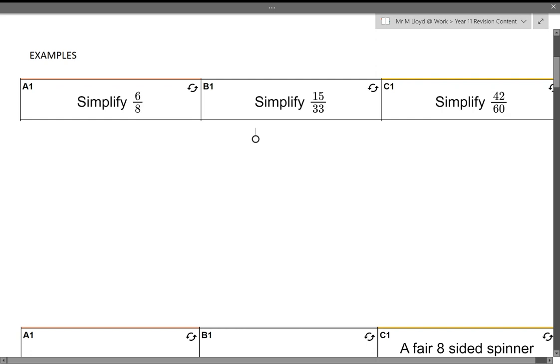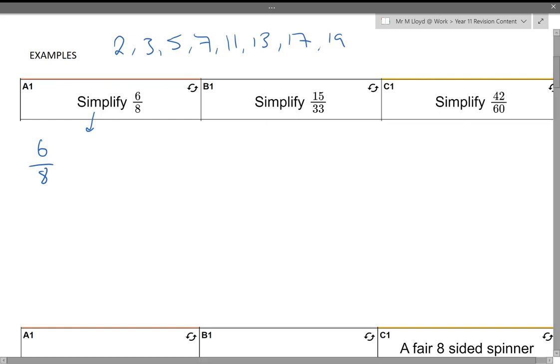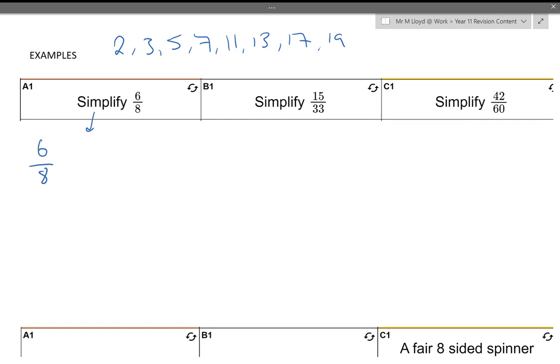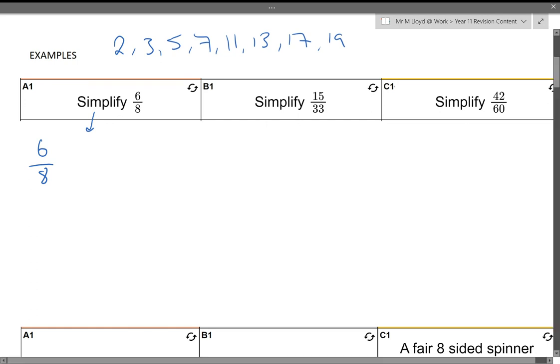So, simplifying fractions. With this first one, we're looking for numbers that we can divide the top and the bottom by so that we can use the smallest numbers possible. I always suggest using the primes: 2, 3, 5, 7, 11, 13, 17, 19, and we'll go further up if we need to. Of course, you can always try to find what you think is the highest common factor and divide by that as well. We'll talk about that when we get to C1.